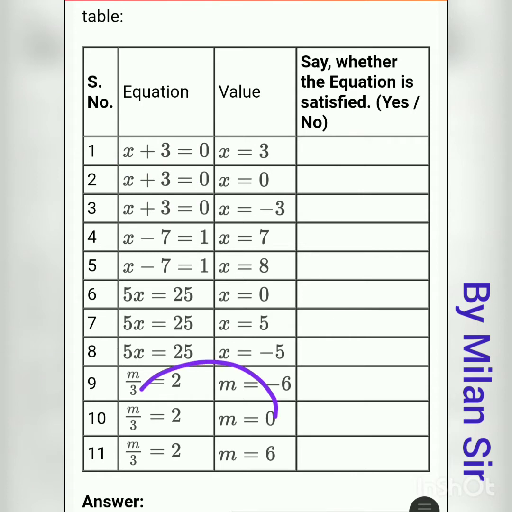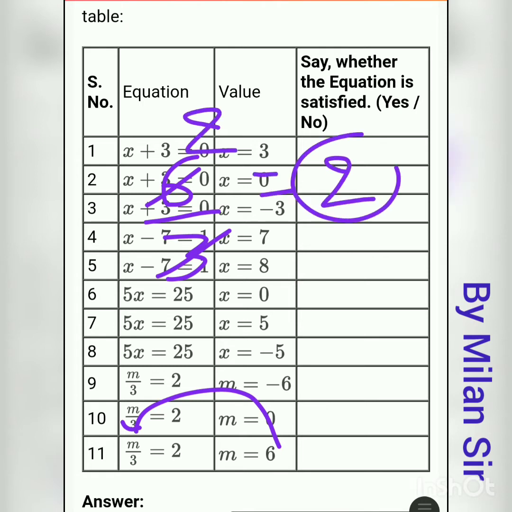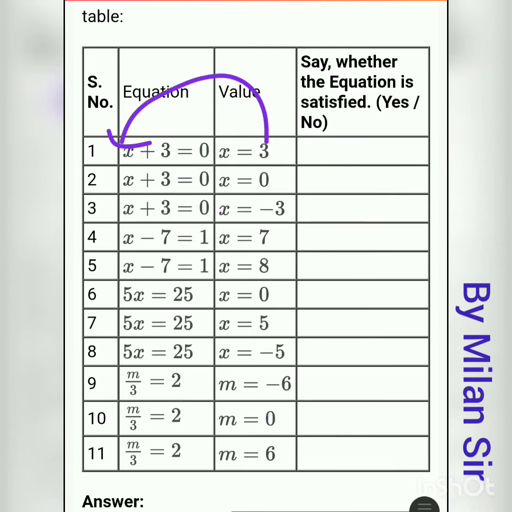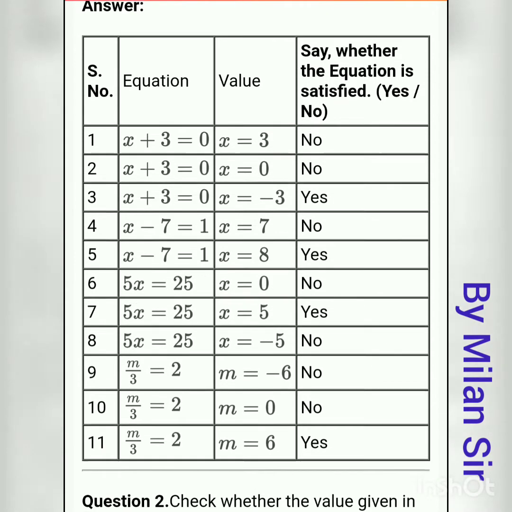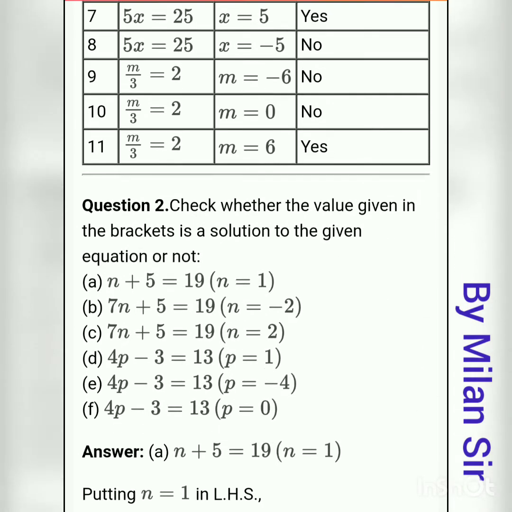Now put the 0 here. So 0 divided by 3 is 0, but here it is written 2. That's why again no. Put the value 6 here. So 6 divided by 3, 3 twos are 6. So our answer is 2. And here also it is written 2. So here our answer is yes. That means what we need to do is put this value here and check both the answers. If we get the same answer, then yes, otherwise no. So that is what we need to do here.